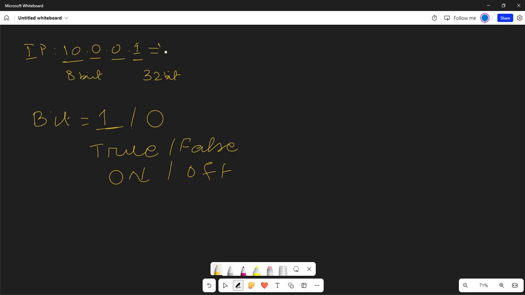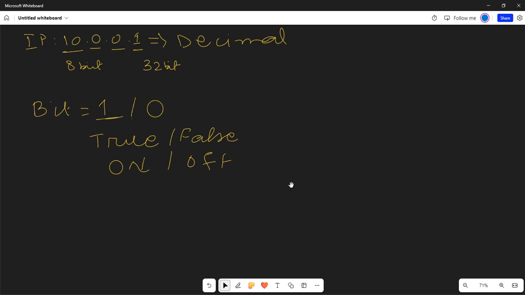So this is the decimal representation. And then we have another representation, which is the binary representation, which we will discuss now. Now, how can we represent this in binary?